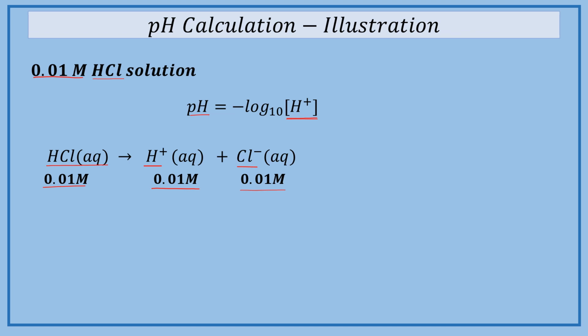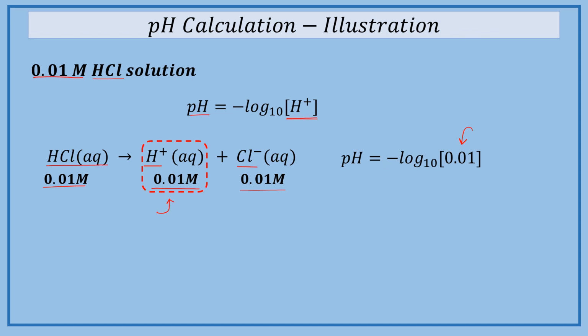Now for calculation of pH, we are concerned about the concentration of H plus. So here is our H plus concentration in this particular solution. After knowing the H plus concentration, we will simply put the value of H plus in the mathematical formula of pH. So we will put the value 0.01 in place of H plus concentration, and now we will move ahead performing various mathematical operations in order to get its value.